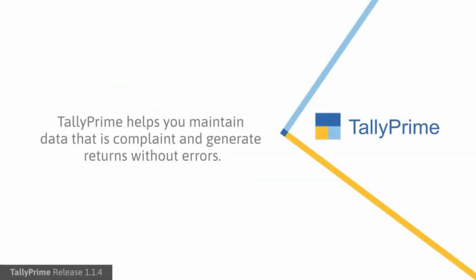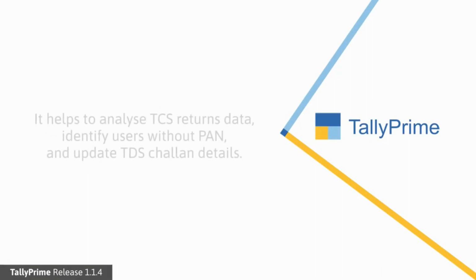The TCS reports in TallyPrime help you maintain data that is complete in terms of compliance requirements and generate returns without errors. These reports allow you to analyze your TCS returns data, identify users without PAN, and update TDS challan details.